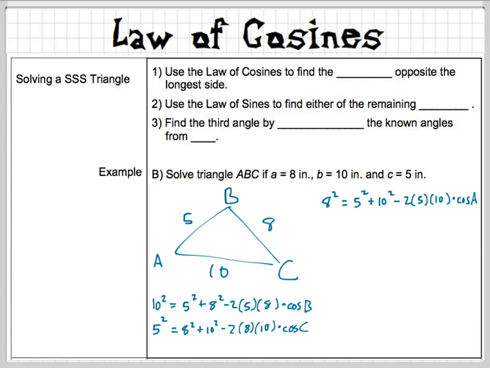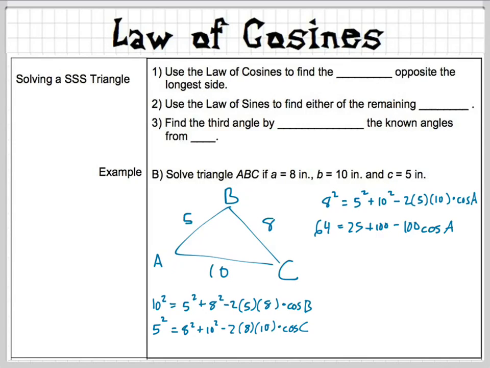Let's just stick with the A right now. I'm not going to do all of them. I'm just going to do this one right here. Let's simplify it. Let's make sure that we're not making little arithmetic errors, order of operation errors. So we have 64. Have you guys already done this part? Yeah. 100 minus, and then 2 times 5 times 10. What does that give us? 100. So we got another 100 right there, times cosine of A.